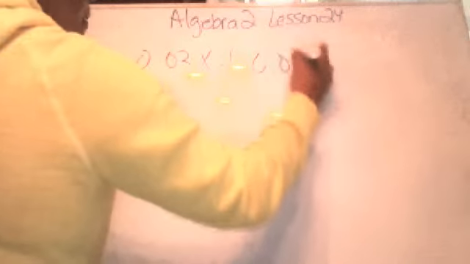Okay, this is Algebra 2, Lesson 24. Do you remember earlier we did a problem with 0.03x plus 0.02 equals 0.2? Basically it's solving the equation for the variable x.